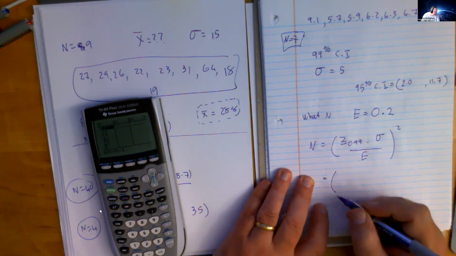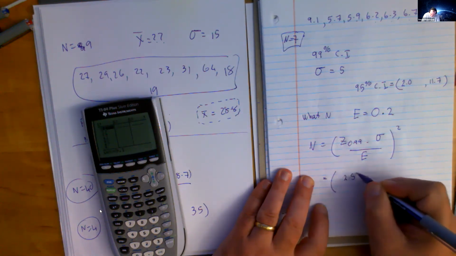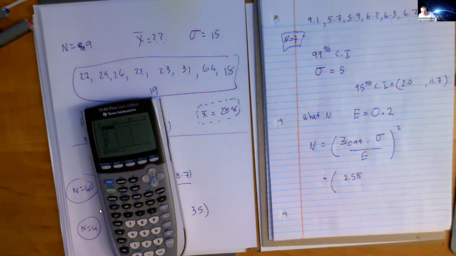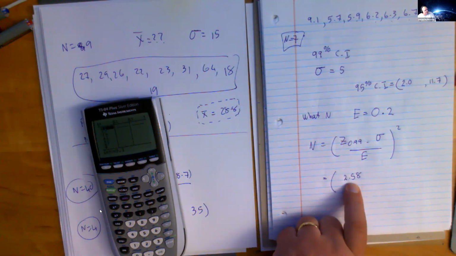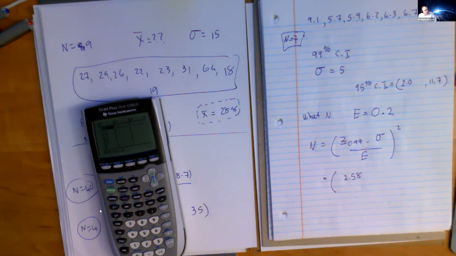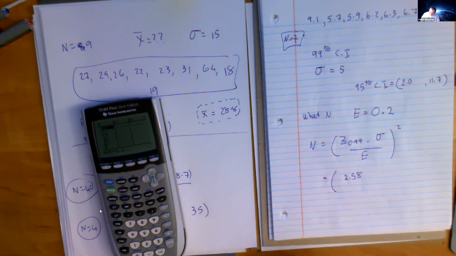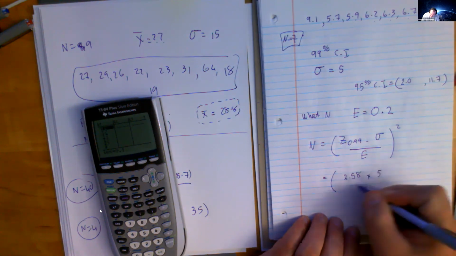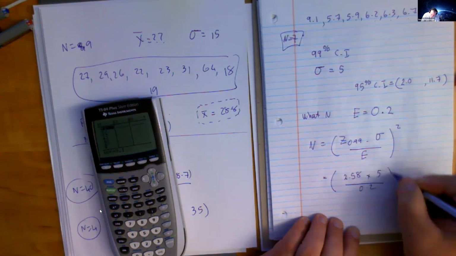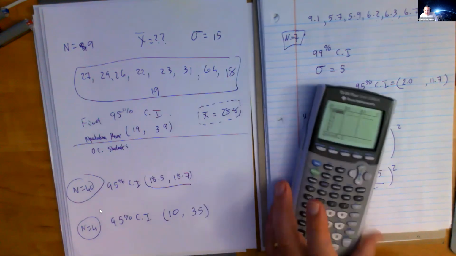The 0.99 value is 2.58. Just notice something: yes, this is 2.58. You may go online and look at other videos, and this will be 2.575. That's just 2.58 rounded off, right? So just in case it happens, sigma is 5, and I want a margin of error of 0.2, and I'm going to square the whole thing. So here we go.